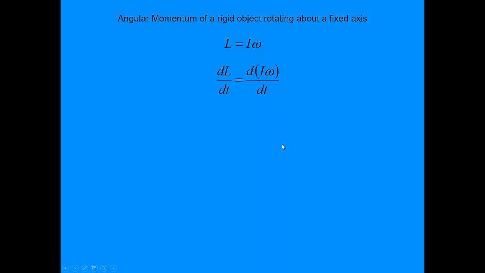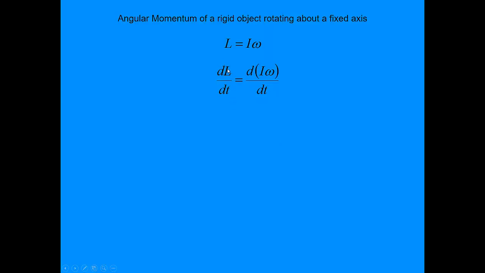Hello, everyone. So yesterday we introduced the quantity angular momentum, right? And we found that the angular momentum of a rigid object rotating about a fixed axis is given by I omega. Notice how that works with the linear analogy of mass times velocity. It's rotational inertia times angular velocity. So for reasons which will become apparent momentarily, let's take the derivative of both sides with respect to time.